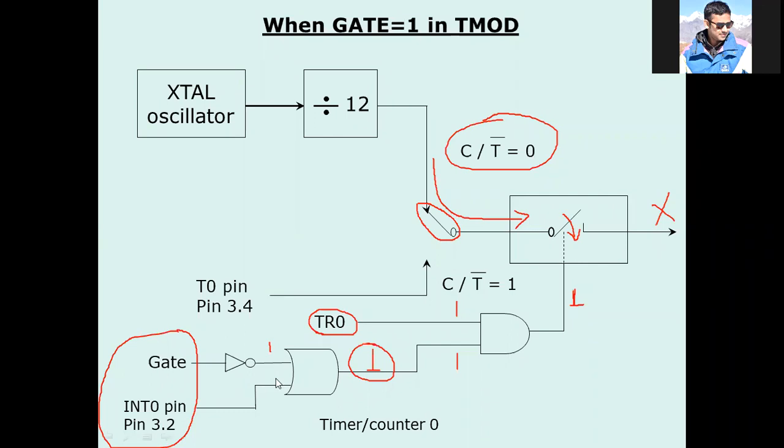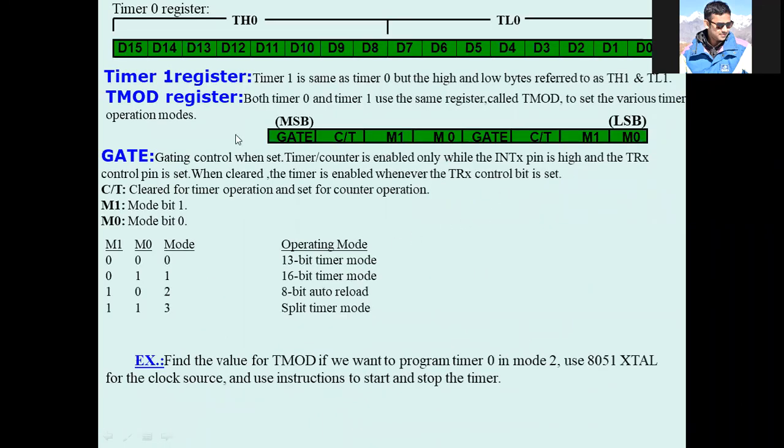Now we are just getting back. Now you can see, gating control when set: timer counter is enabled only when the INTX pin is high and the TRX control pin is set. That means INTX is 1, because high is 1, low is 0, and the TRX pin is set. Set means 1, reset means 0. So both are 1. Understood or not?